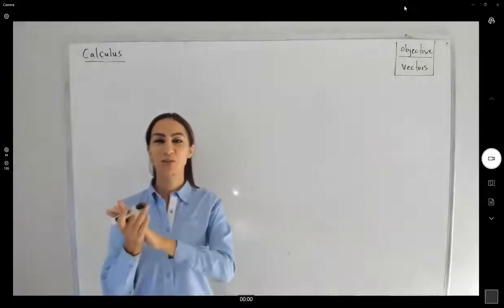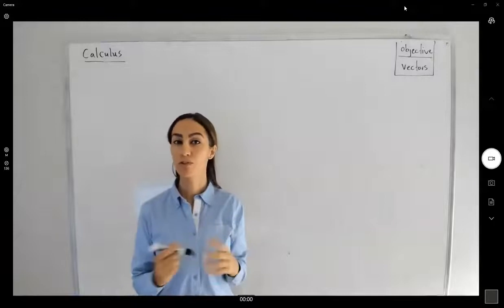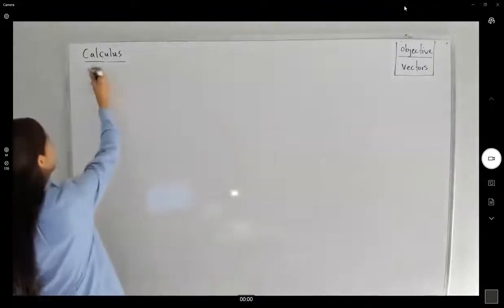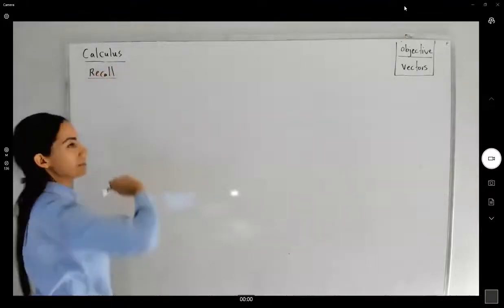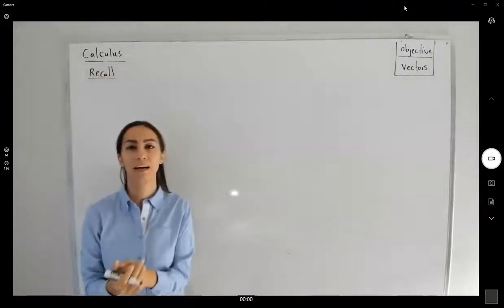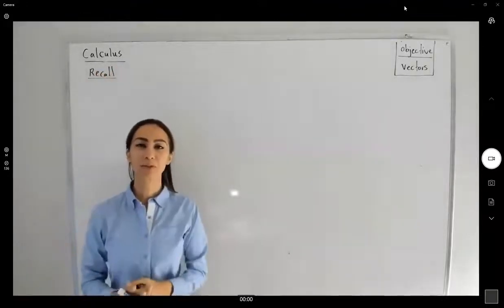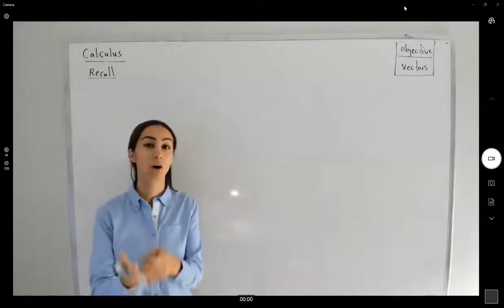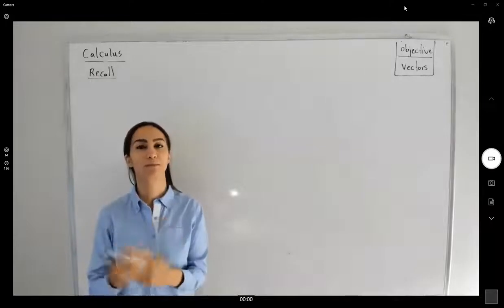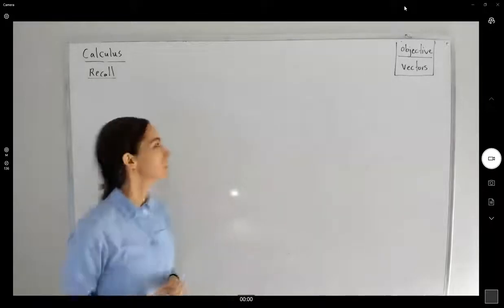So let us continue talking about vectors. So far, we learned that you can take two vectors and create a new vector by adding and subtracting those vectors. We also learned about scalar multiplication of a vector.